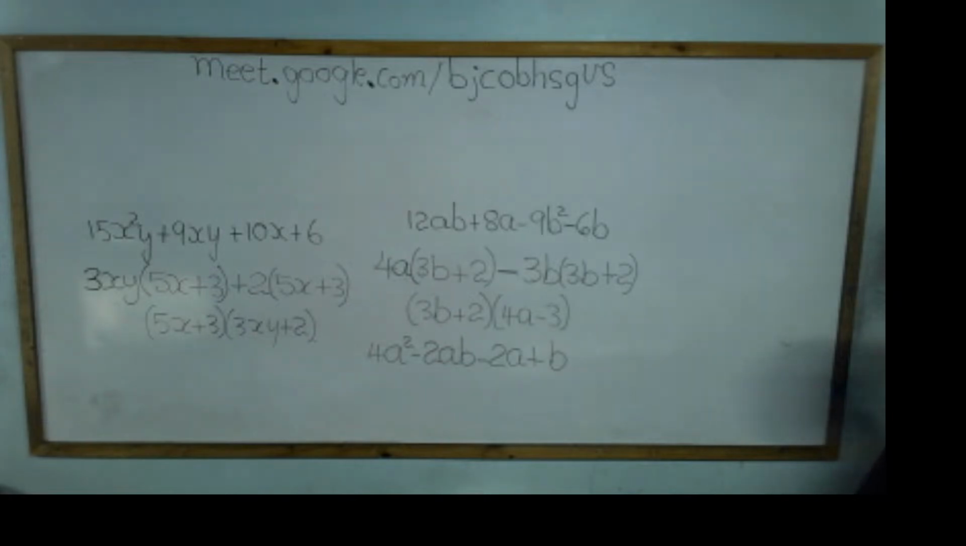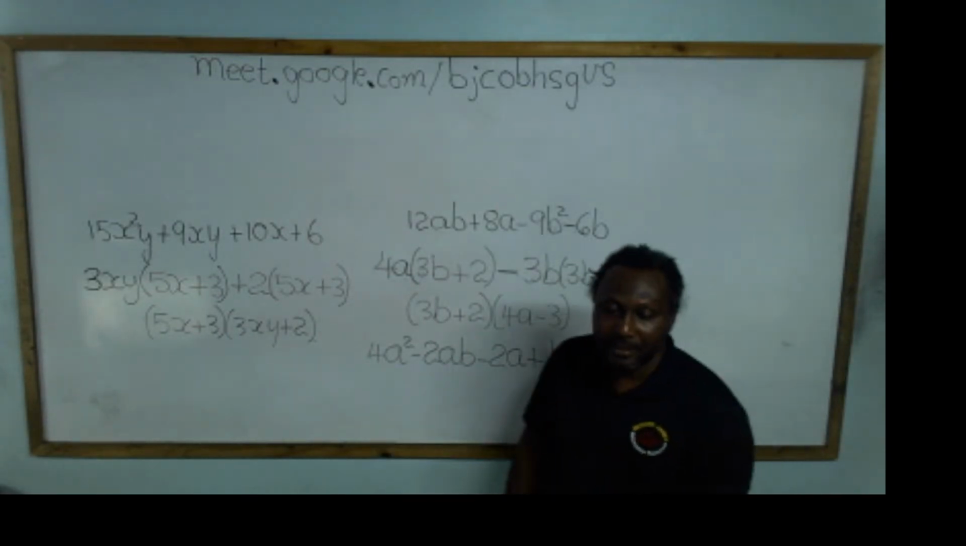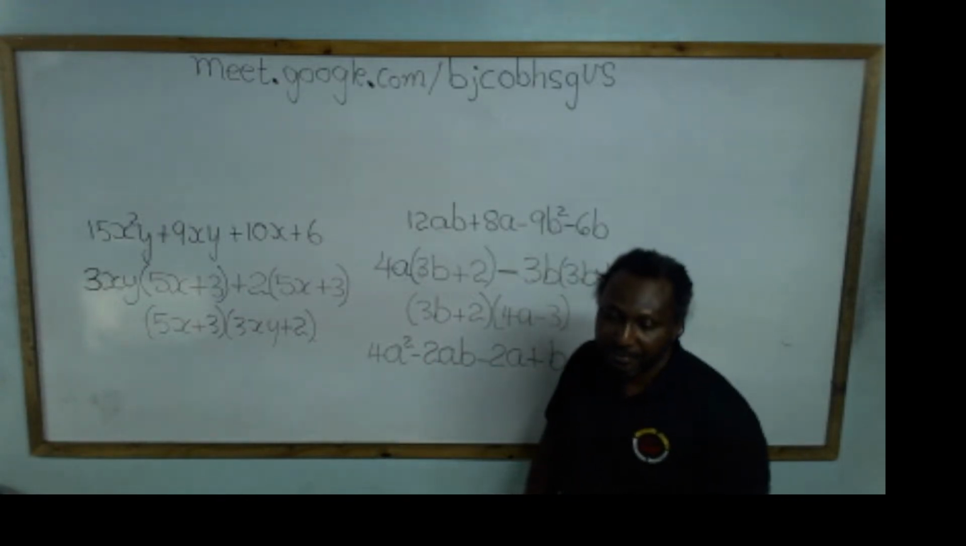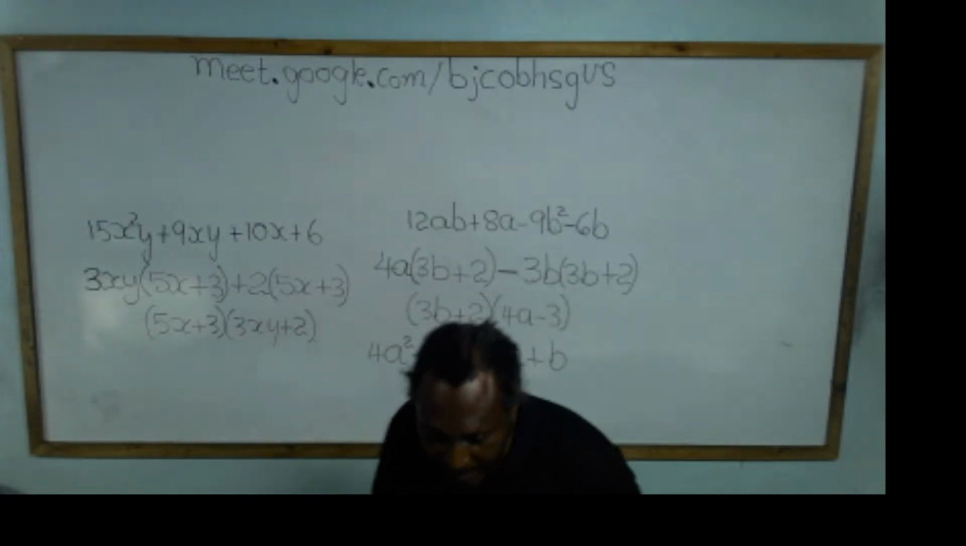So what do we do? We look for the common factor. What is common in 4a squared and the negative 2ab? We're looking for the common one.